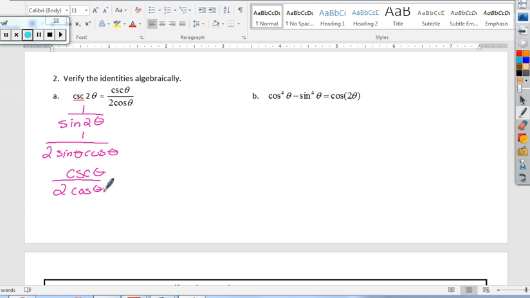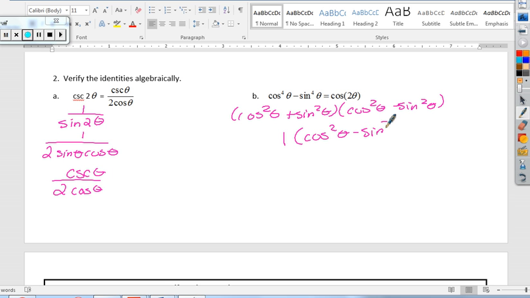When I look at B, I see a difference of 2 perfect squares, so this is factorable. So we're going to have cosine squared theta plus sine squared theta over cosine squared theta minus sine squared theta. This identity here is a 1 equivalent. And that would lead us to our formula of cosine 2 theta. Alright, so those are our double angle formulas.